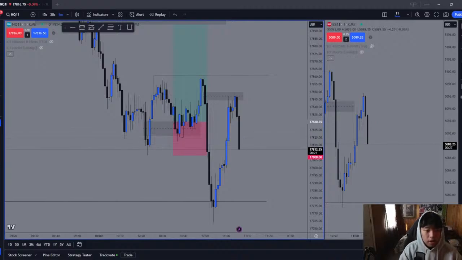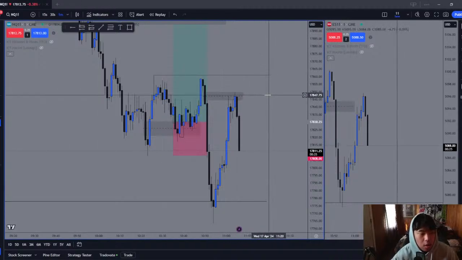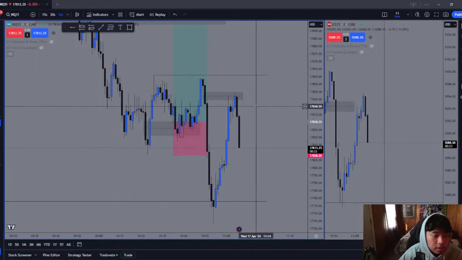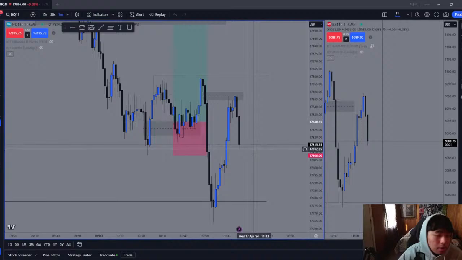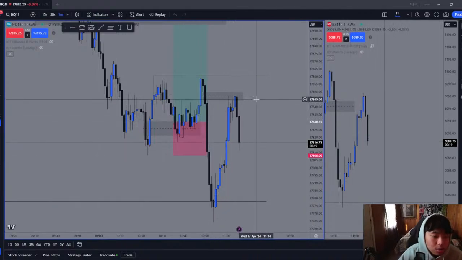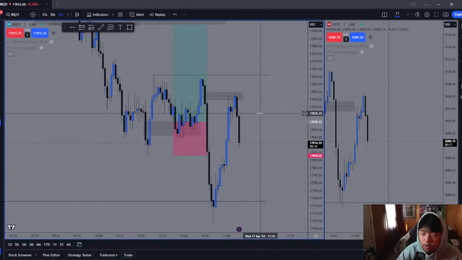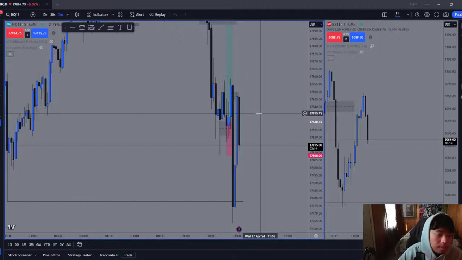Trying to get copyrighted here. Wow, big downwards candle here. Like I said, tap OT level here. I would like to see some sort of breaker structure to the downside and then a retracement back down.